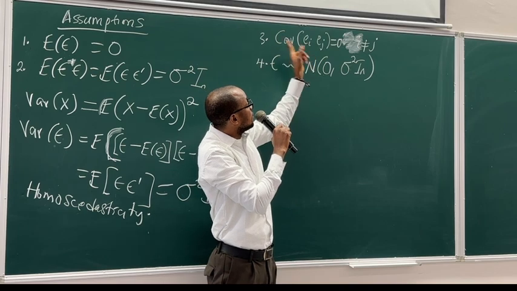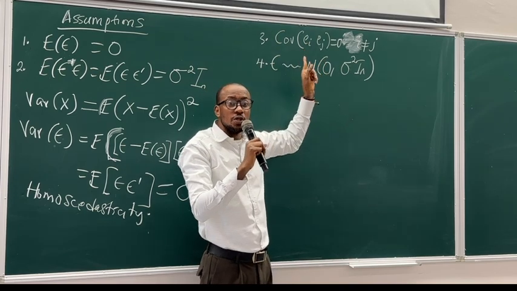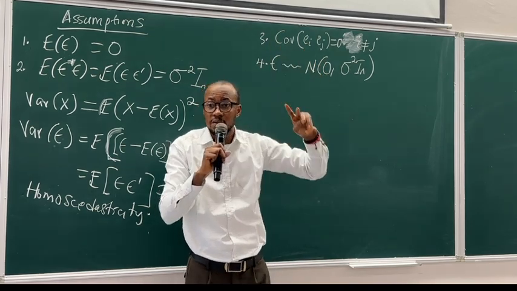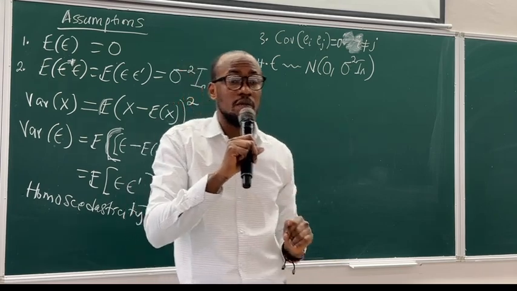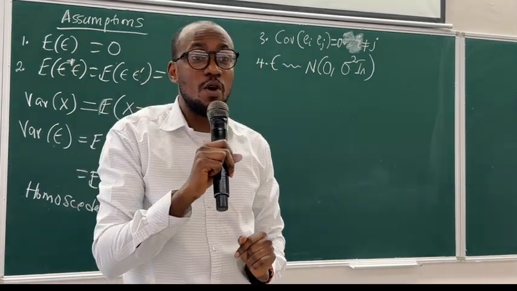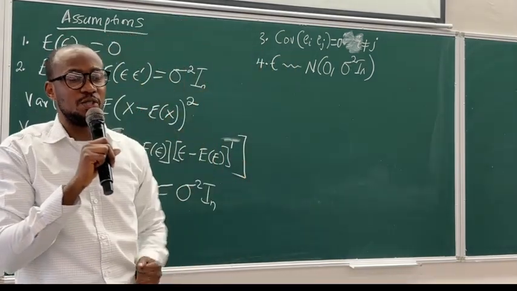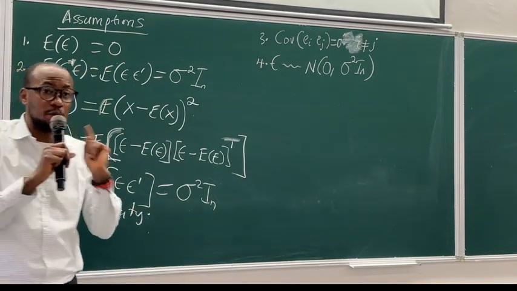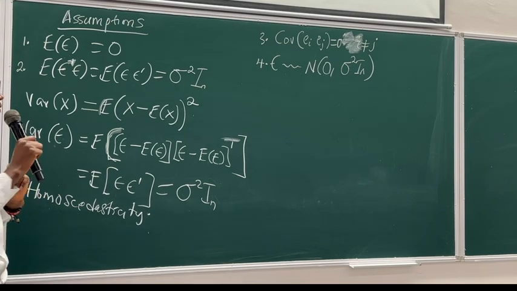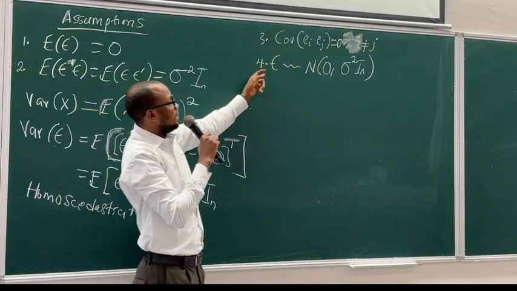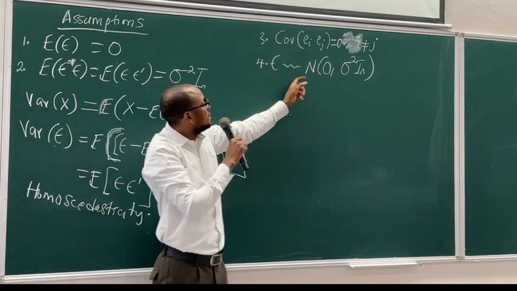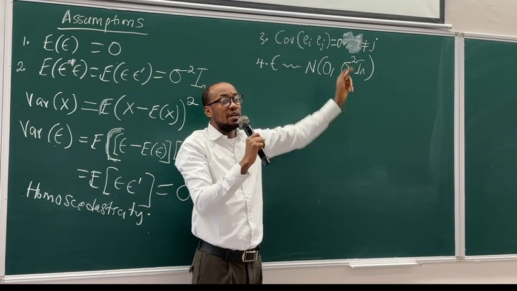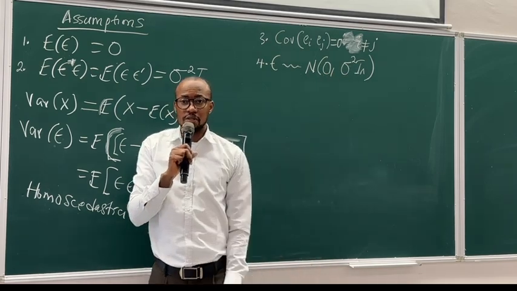If the correlation between any two errors is not equal to 0, you have what is called autocorrelation. Okay? You have autocorrelation, and it's a serious problem in regression, like I said before. And then number 4 is that the errors are normally distributed with 0 mean and a constant variance.